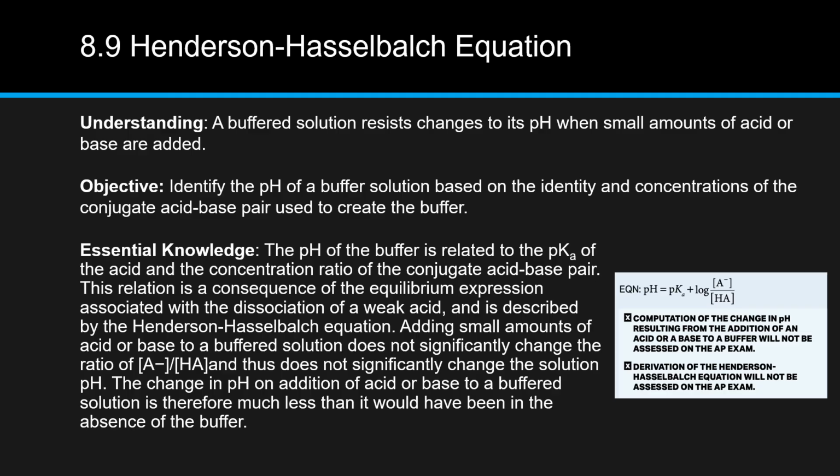So the key idea is that pH of a buffer is going to depend on two things: the pKa of the weak acid and the ratio of the conjugate base to the weak acid. This relationship comes directly from the equilibrium expression for a weak acid and is summarized by the Henderson-Hasselbalch equation. What's really important is that when small amounts of acid or base are added, the ratio of conjugate base to acid doesn't change very much. And because the ratio stays nearly constant, the pH also stays constant. And that's why buffers are so effective, because they keep the ratio of base to acid relatively stable, which keeps the pH stable.